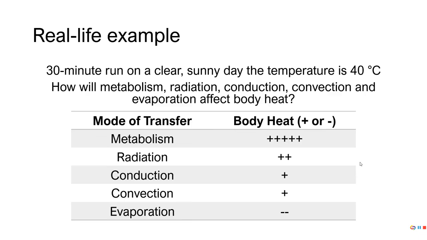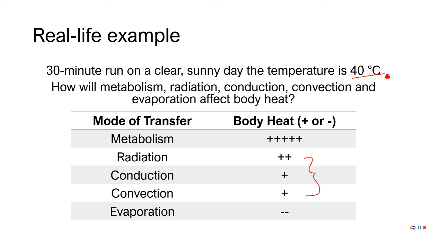The reason that we're gaining heat from radiation, conduction, and convection is the fact that the environment is hotter than our body. Generally speaking, we don't get up to 40 degrees Celsius. It's possible, and it does happen, especially if you exercise or work outside when it's really hot for a long time. But generally speaking, our temperature is below that.